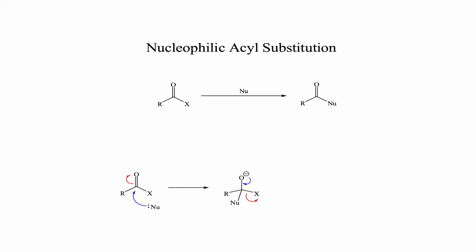Now, of course, the whole point is we don't want to go backwards, we want to go forwards, so we're going to end up using that X group, whatever it happens to be, as a leaving group, hence the word substitution. So overall, it looks a little bit like the SN2 reaction. It is not. There's a lot more going on here. Make sure you know what it is.